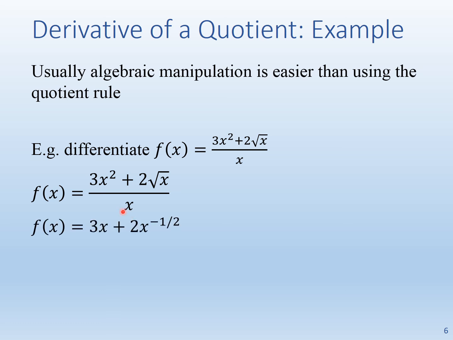So x into the 3x squared will just give us a 3x. And this of course is x to the half divided by x to the 1, so we'll get an x to the negative a half. And we can differentiate that straight off to get our 3 plus a negative a half times 2x to the minus 1.5. And that is a lot easier than using the quotient rule.